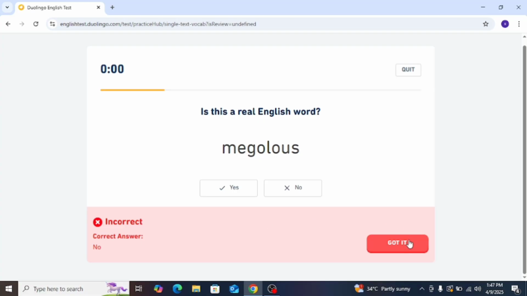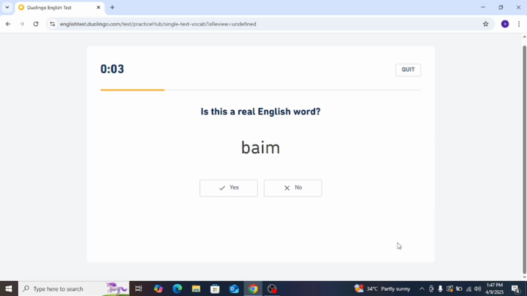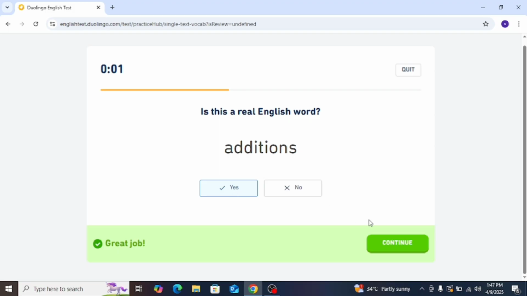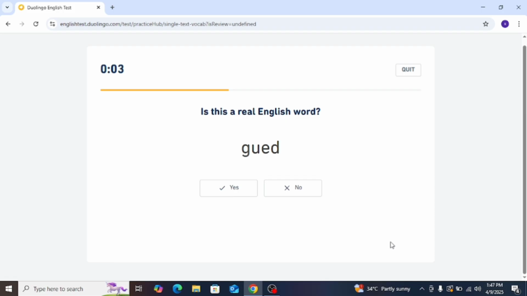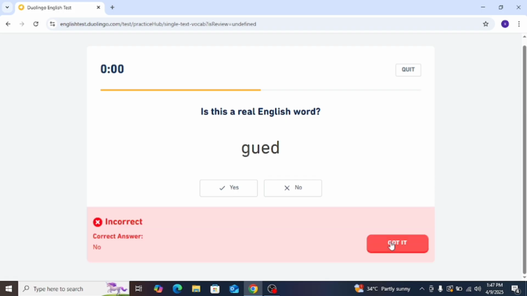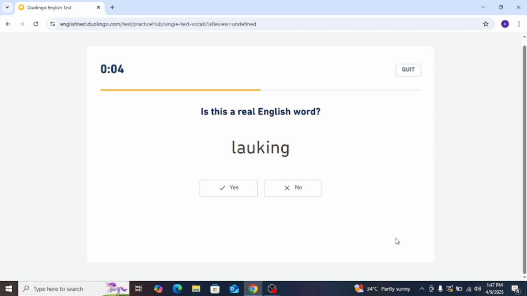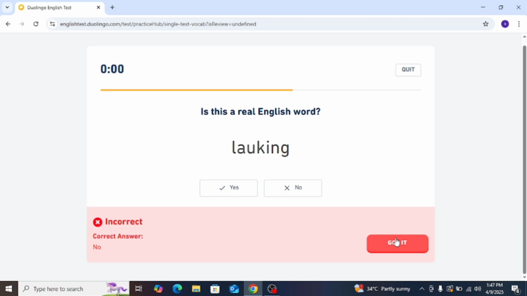Next one, BAME. BAME is no. Yes. Continue. Additions, of course, this is a real English word. Yes, addition is a real English word. Cute or George, I think this is not a real English word. Yes, the correct answer is no. This is not a real English word. Next, L-A-U-K-I-N, locking, maybe not a real English word. Yeah, the right answer is no.